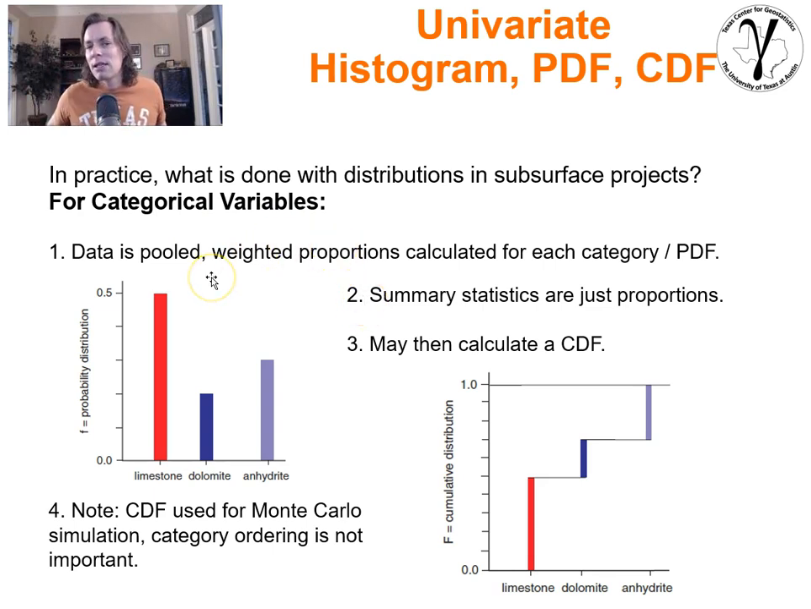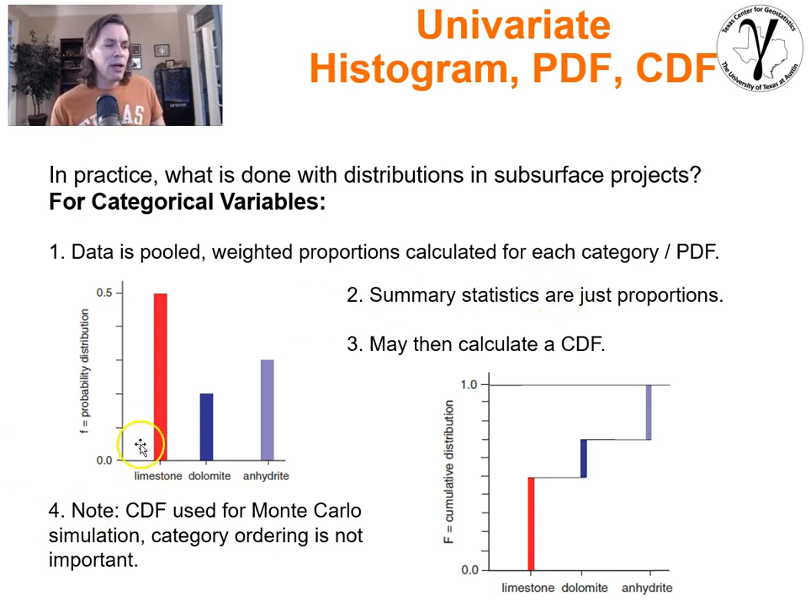It'll be weighted by some type of declustering weights accounting for bias. All data sets are biased. In the subsurface, they're always biased. We'll incorporate that. And we go ahead and we pool the data, weight the proportions, and we can go ahead and calculate the categorical probability density function. And so we can go ahead and look at the summary statistics.